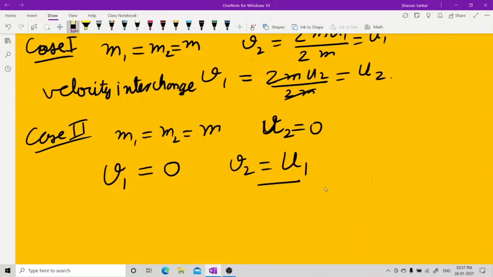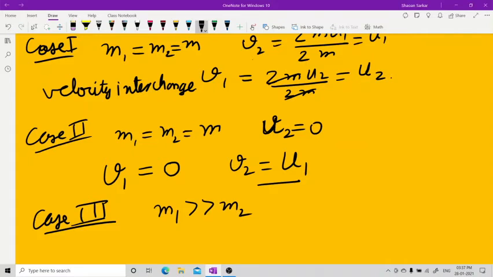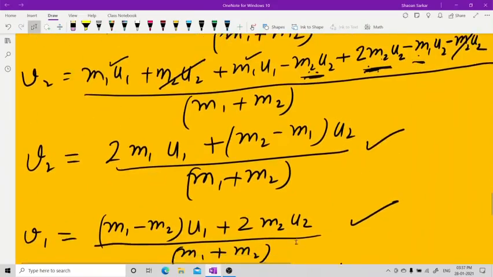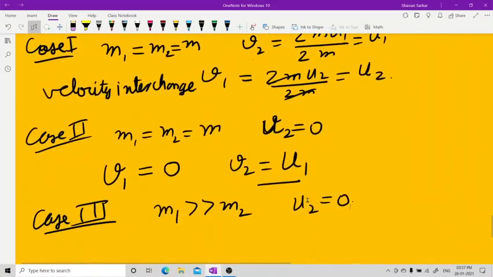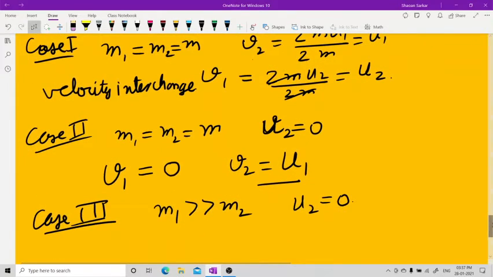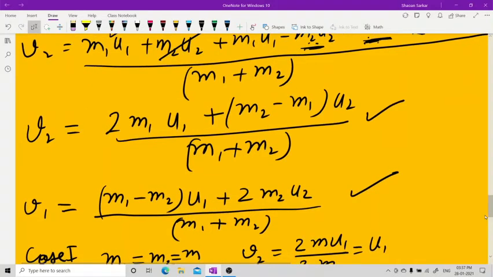Now, case number three. Wait a minute. Case number three is if m1 is very much greater than m2, and suppose u2 is zero. What is happening? Like for example, yes, this is the case. Case number three, u2 is zero. Keep u2 is zero and m1 is very much greater than m2. So if u2 is zero, let's see this expression.